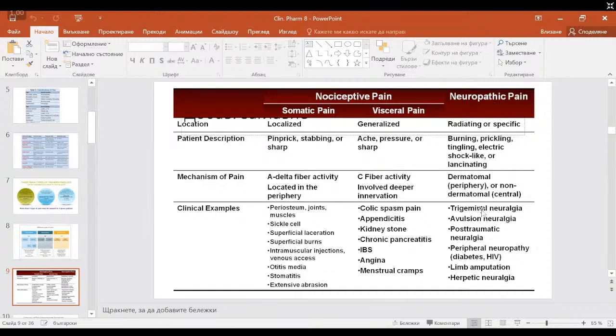So in nociceptive pain, we have somatic and visceral. We said that the somatic is better localized, and the reason behind this is that the A delta fibers are involved in the sensation of this pain. And as you know, there are three types of fibers, three types of neurons, and they are A, B, and C. This classification is based on the level of myelination, of how much myelin there is on the fiber itself.